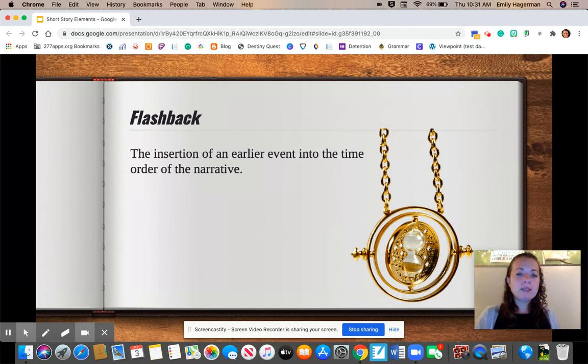Flashback is when we're inserting an earlier event into the time order of the narrative. So instead of just saying 1 p.m., 2 p.m., 3 p.m., 4 p.m., and going in order, we might say, okay, it's 1 p.m., it's 2 p.m., and oh, let's talk about what happened at 10 a.m. this morning. Okay, now we're going to move back forward. So you see that a lot in movies and television shows as well.